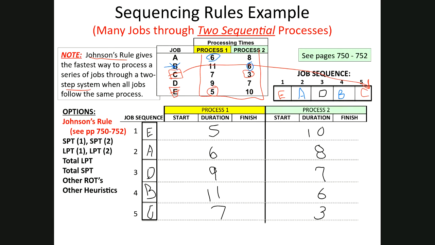Let's double check and make sure. E, 5 and 10. A, 6 and 8. D, 9 and 7. B, 11 and 6. C, 7 and 3. Okay?